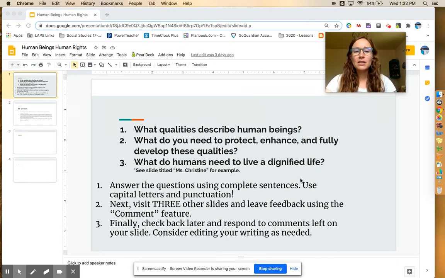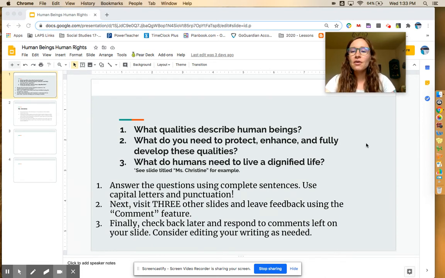Number 2, what do you need to protect, enhance, and fully develop these qualities? So what things do you need as a person to have and enhance all of those qualities you described in number 1? And number 3, what do humans need to live a dignified life? So more than just food, water, and shelter, what things do humans need to realize their full potential to live happy and productive lives? You can see the little note, see slide titled Miss Christine, for example. We'll look at that in just a second.